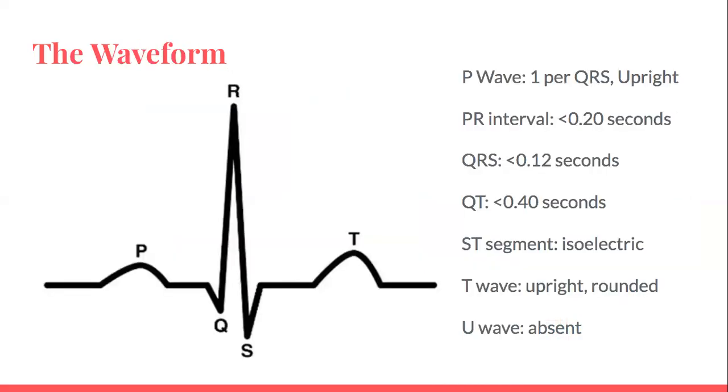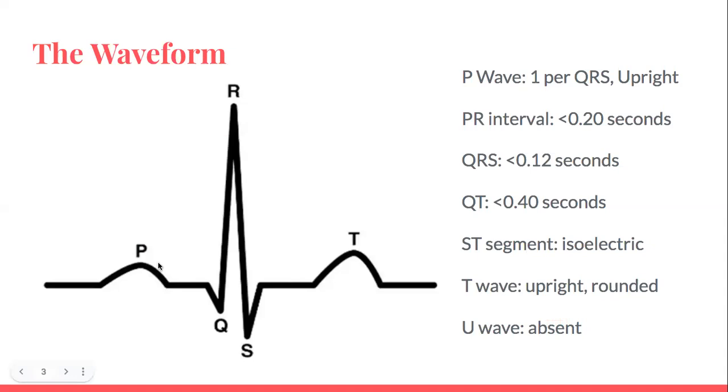In reading EKGs, it's important to also understand the waveform. So the first thing that we have here is the P wave. There should be one P wave for every QRS. So this is our QRS segment. And then we have our T wave as well.